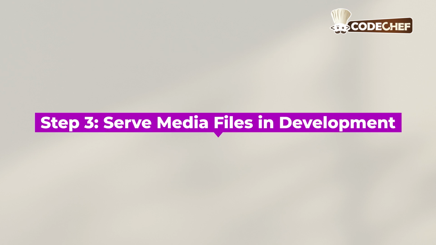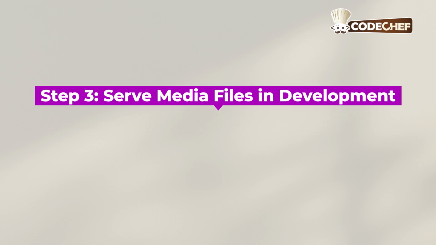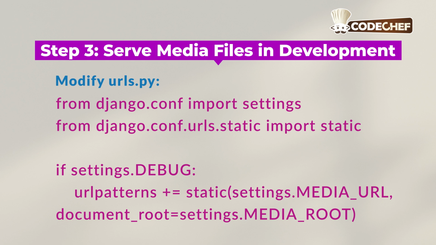Now the next step is to serve the media files in development. By default, Django does not serve the media files in development. We need to manually allow it by modifying the project's main urls.py file. We import settings and Django's static helper, and then only when DEBUG is True, we tell Django whenever someone requests something inside media, go to the MEDIA_ROOT and then fetch the file. That is what this line actually means.